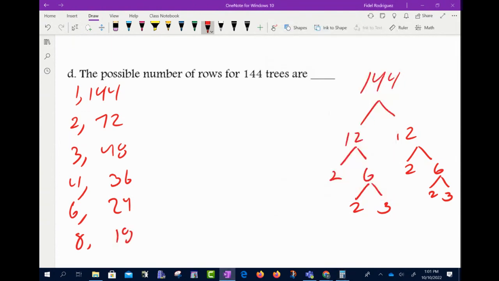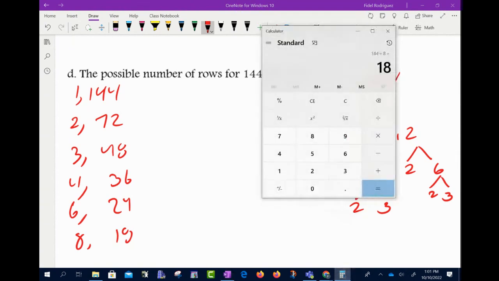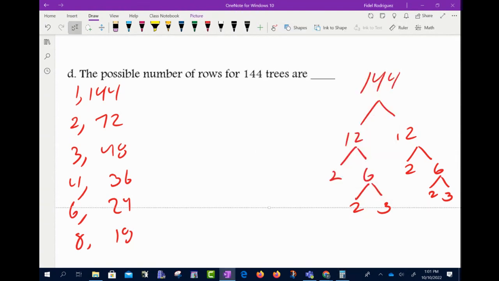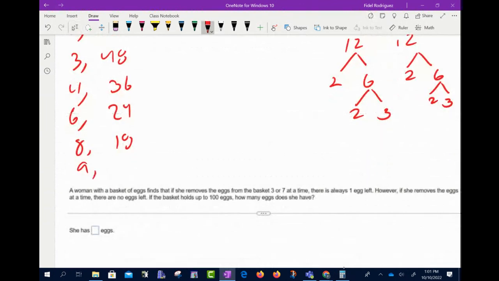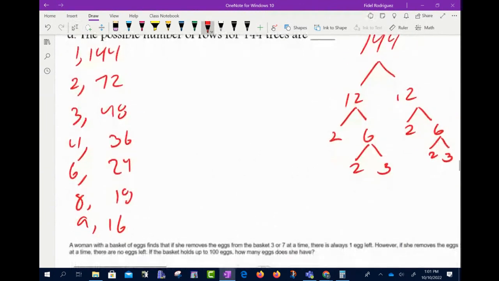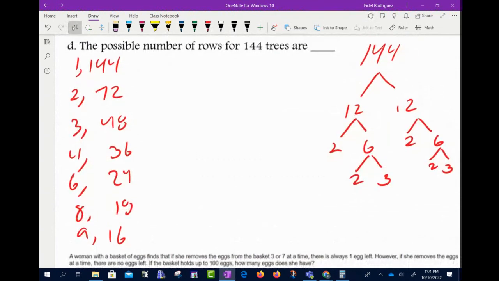8 and 18, okay? Let me try dividing it by 9. 9 and 16, okay? And I believe that's where we're going to have to stop. I don't think we can have any other numbers that are going to give us 144. But this is all we're really doing, right? That's all we're really doing there.